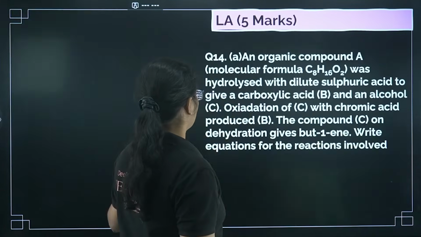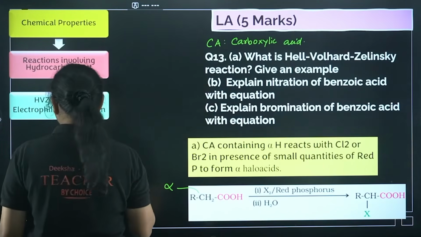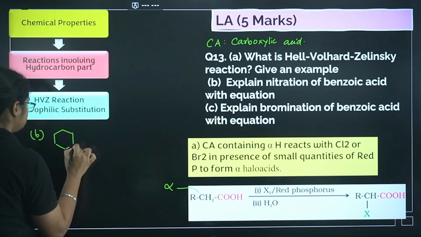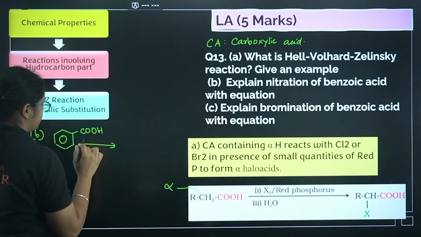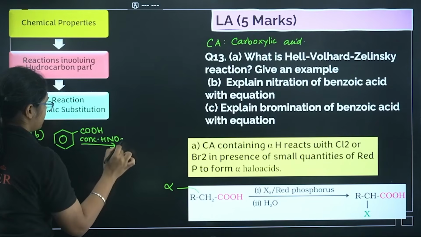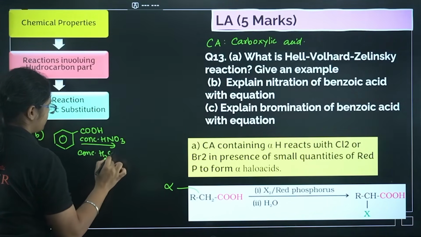Okay, next we have: explain the nitration of benzoic acid. Now if you see, the first one is the nitration of benzoic acid. So I have concentrated HNO3 and concentrated H2SO4.